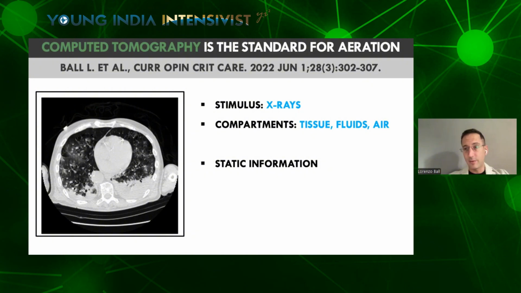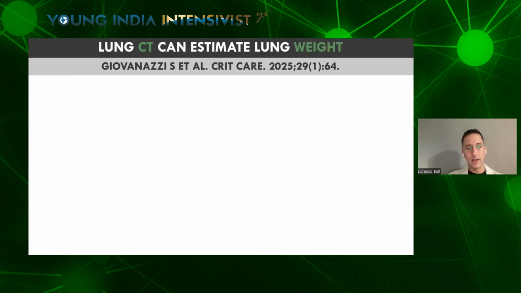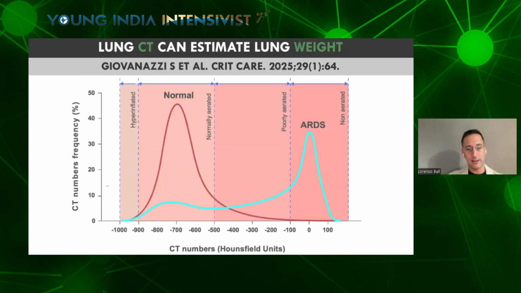We can get static information. We can get semi-dynamic information if we do repeated measurements, but this is time consuming. And if we want to quantify chest computed tomography, we have to move towards a bit more complicated approach. I will not go too much into the details. This is a very technical aspect of the analysis of computed tomography lung scans, but in one statement, we can say that lung CT can estimate the weight of the lung.